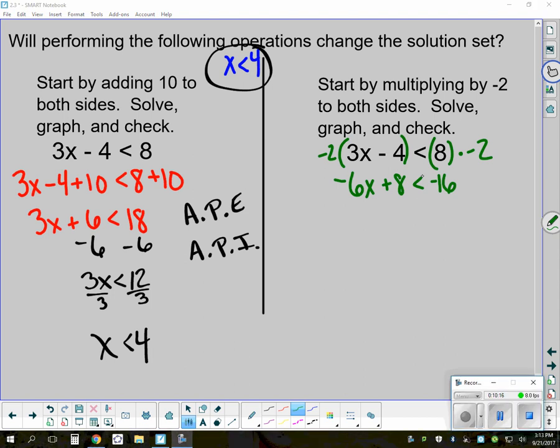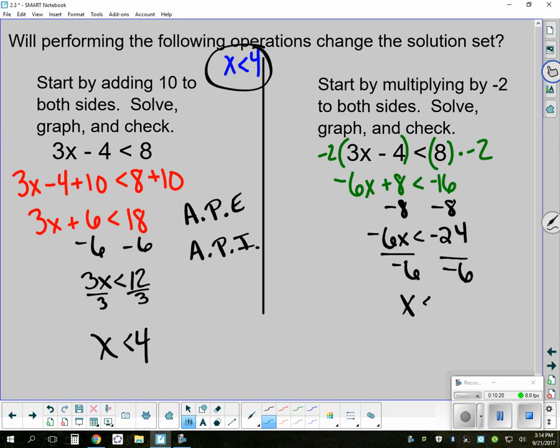Okay, so this is our new inequality to work with. So to solve that one, we would subtract 8. Negative 6x is less than negative 24. Divide both sides by negative 6. And x is less than 4. Same answer. Okay. Let's check these.